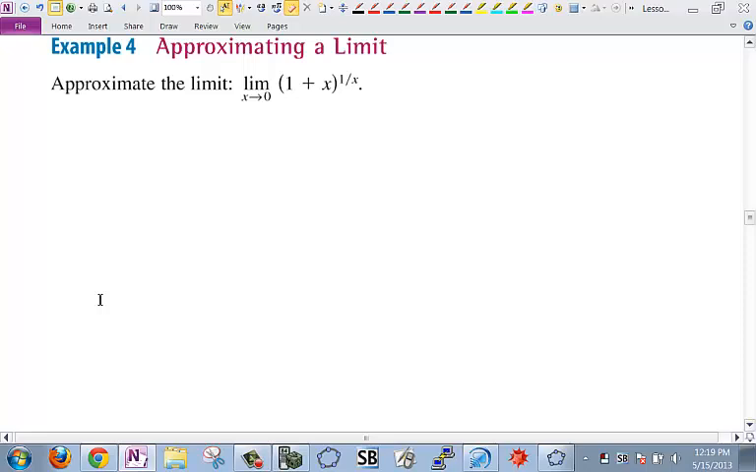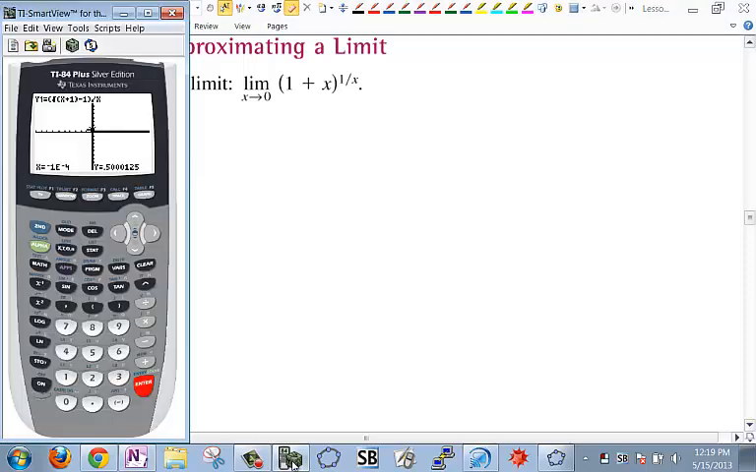Because they think, oh, that's just multiplying 1 times itself a crazy number of times. It's not. Let's do this on our calculator and see what the answer actually is. I hope this blows your mind.